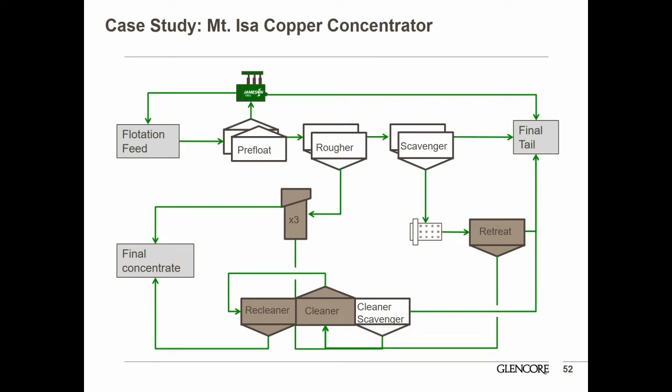Now I'd like to take you through the Mount Isa case study before we cross live to see those cells in operation. Mount Isa treats a chalcopyrite ore in a silica dolomite host with near equal quantities of chalcopyrite and pyrite. It's a pretty simple ore.